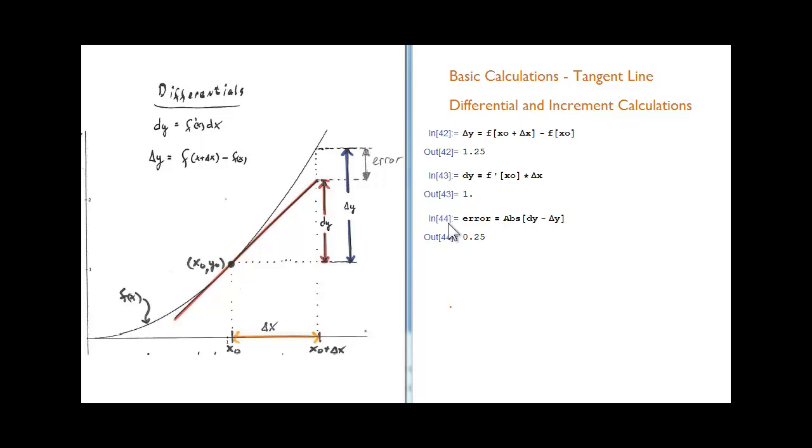In this case, the error, and usually we're interested in the absolute error, that is, we don't really want to know whether it's positive or negative, we just want to know how much of it there is, and that is the absolute value function here. So the absolute value of dy minus delta y, in this case, turns out to be 0.25, which is the error you get if you use the slope of the tangent line at the operating point instead of the actual function to calculate the change in the output.